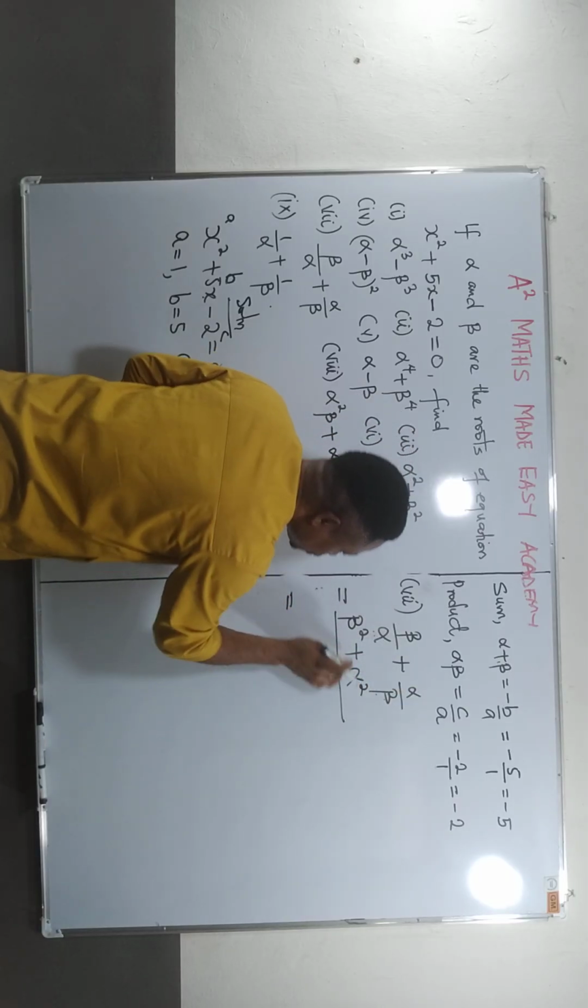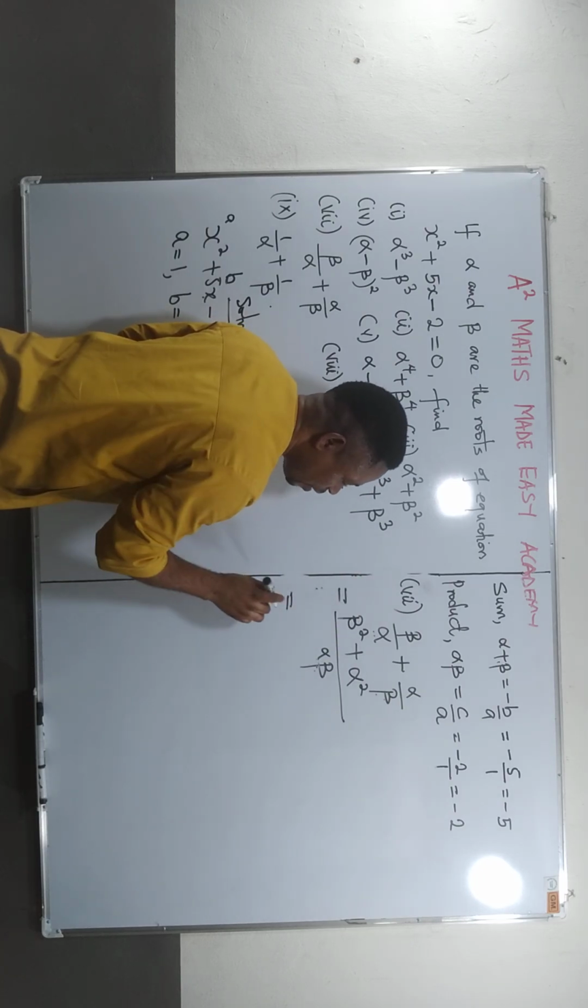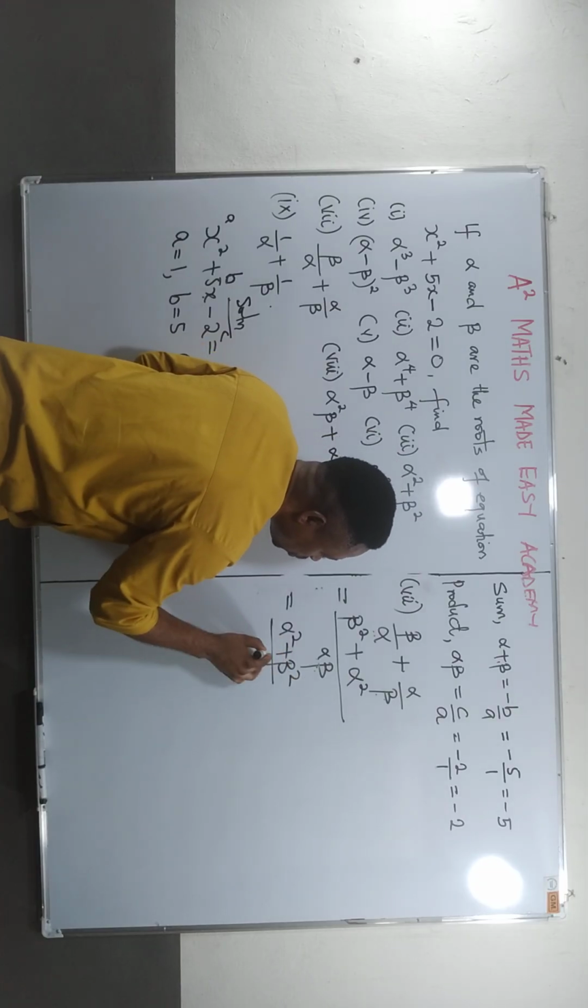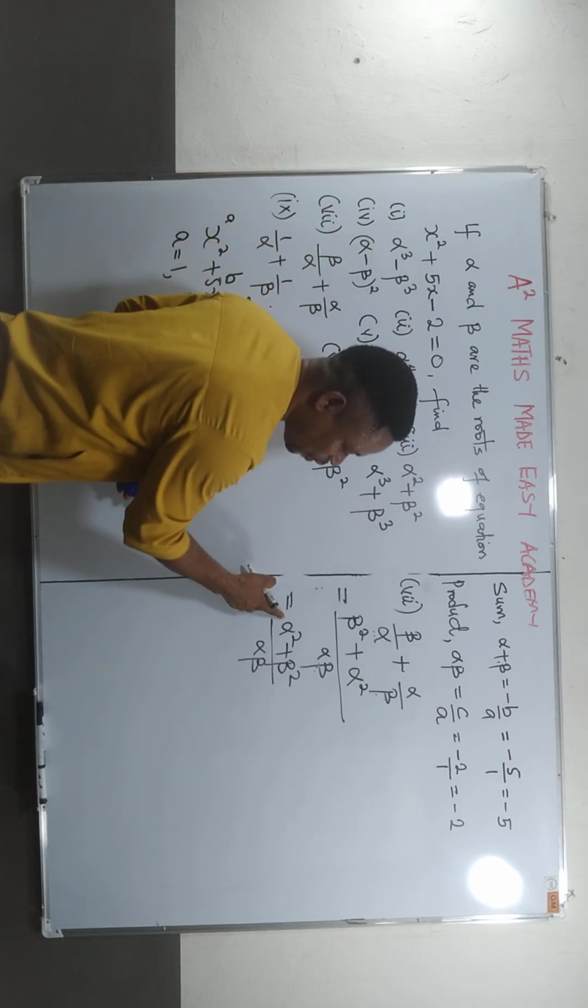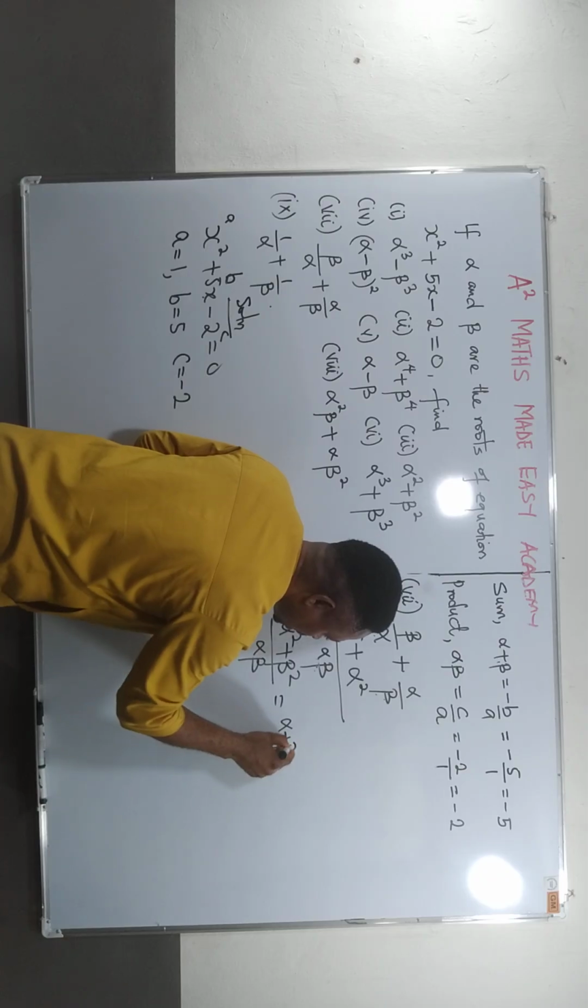So my target is to rearrange this. Another way of writing beta squared plus alpha squared is alpha squared plus beta squared, then all over alpha beta. Can you see? Life is easy. This one has a formula, and the formula for alpha squared plus beta squared is alpha plus beta.